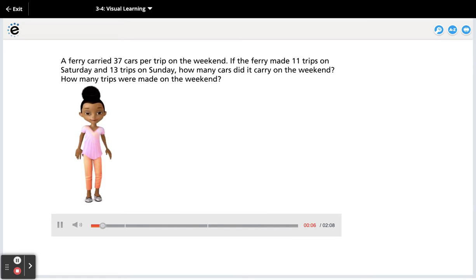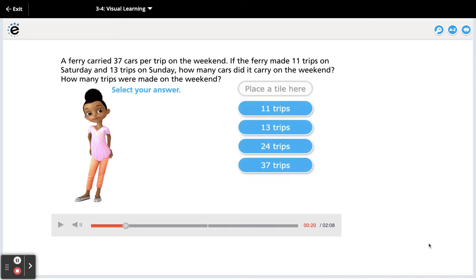A ferry carried 37 cars per trip on the weekend. If the ferry made 11 trips on Saturday and 13 trips on Sunday, how many cars did it carry on the weekend? How many trips were made on the weekend? Select your answer.